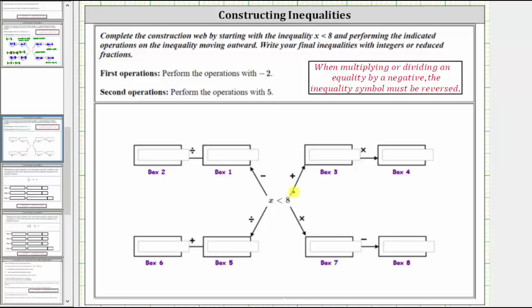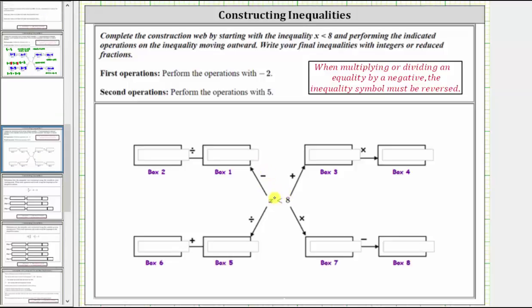So for the first operation, we take both sides of this inequality and add -2 to both sides. In this direction, we multiply both sides by -2. In this direction, we divide both sides by -2. In this direction, we subtract -2 from both sides. Remember, when multiplying or dividing both sides of an inequality by a negative, we must reverse the inequality symbol.